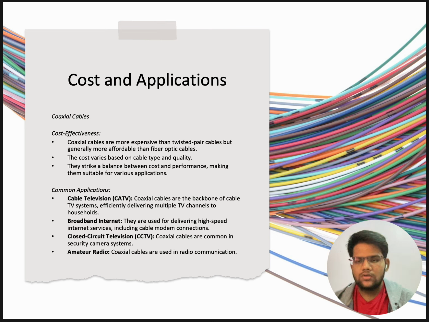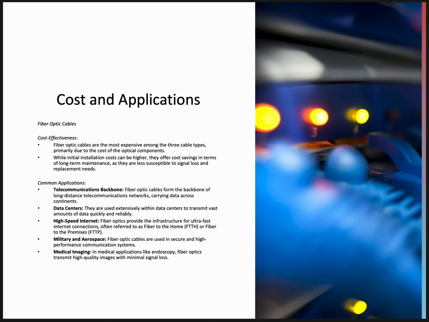Coming to coaxial cables. Coaxial cable falls in between on the cost spectrum, being more expensive than twisted pair cables, but generally more affordable than fiber optic cables. The actual cost varies depending upon the specific type and the quality of the coaxial cable. They strike a balance between cost and performance, making them suitable for a wide range of applications. Common applications of coaxial cable are cable television, broadband internet, closed circuit television, also known as CCTV, and amateur radio.